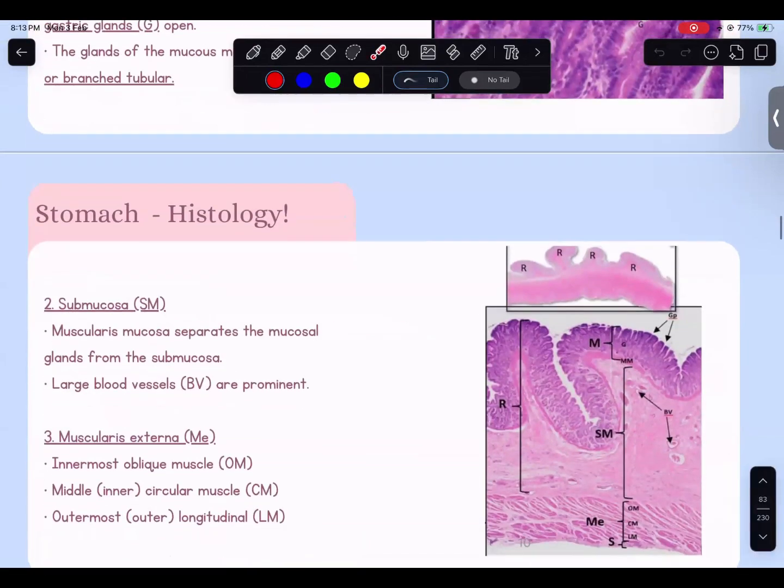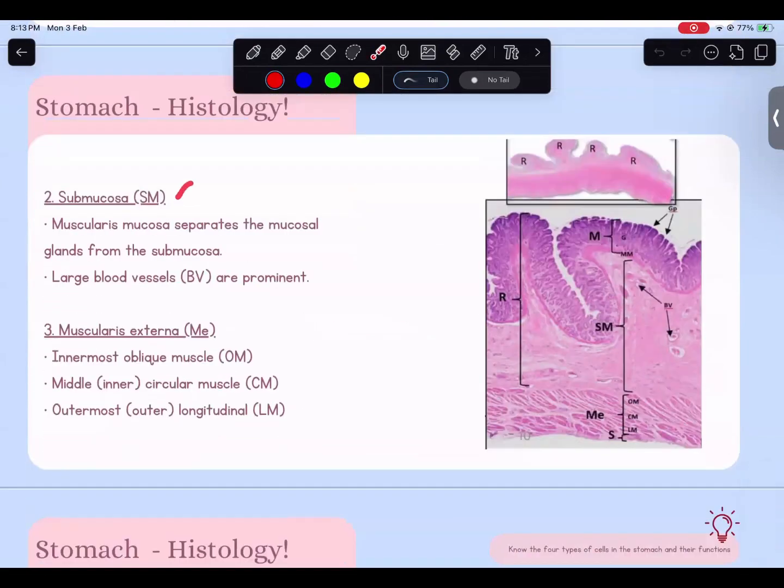Okay? In the submucosa, there's going to be no glands. No glands here. They're going to be in the mucosa. Okay? You can see, this is going to be your simple columnar epithelium. This is going to be your submucosa. This is going to be your muscularis externa.